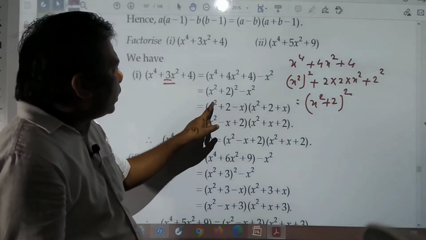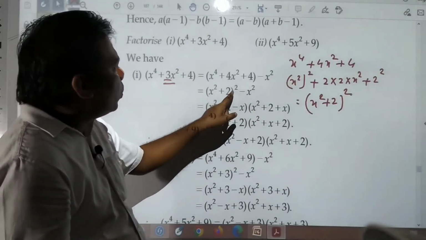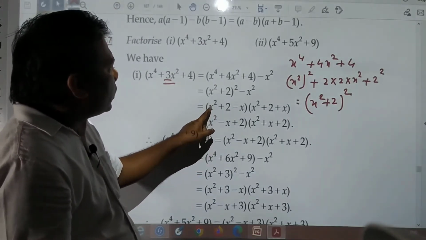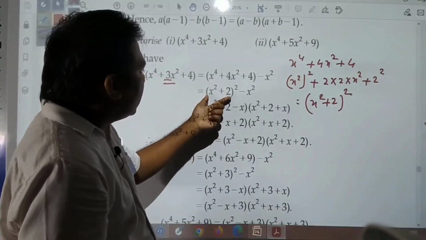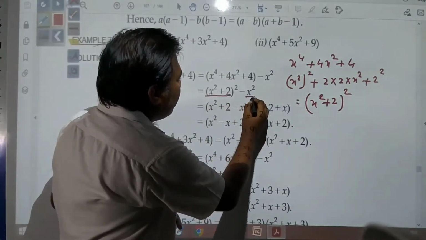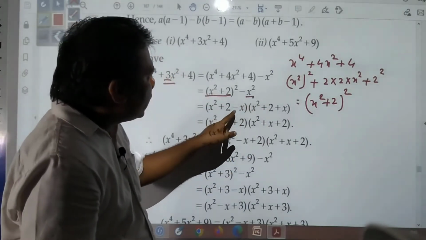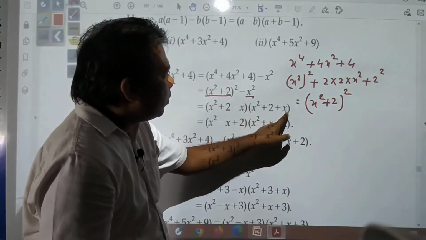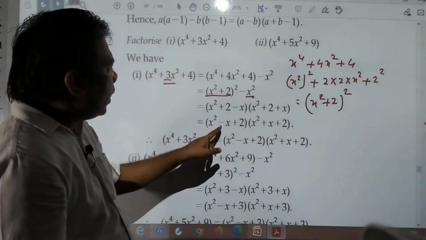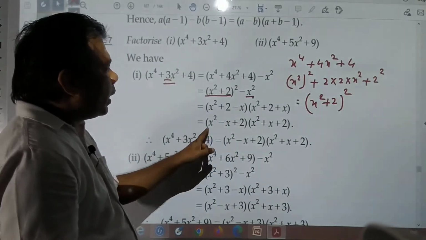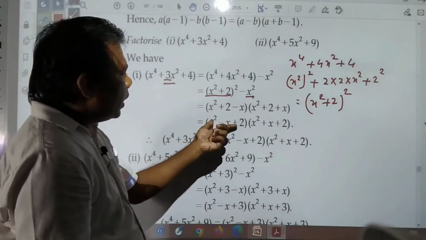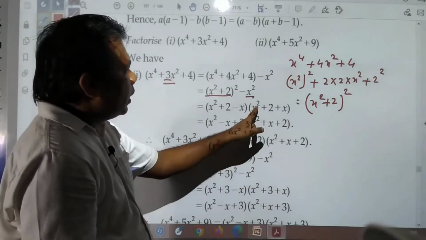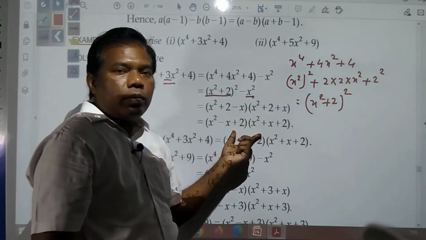Now this (x² + 2)² is there. Here x² + 2 and x, you have a and here you have b. So (a − b)(a + b). So (x² − x + 2)(x² + x + 2) has been arranged and written. Otherwise this is also correct, but in standard form it has been arranged and written.